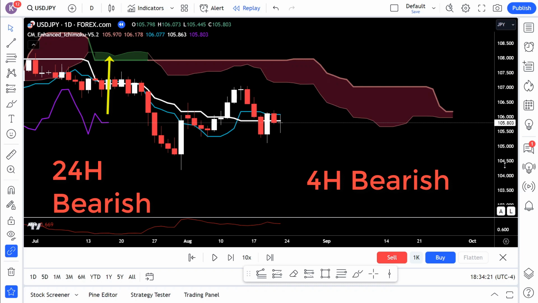Similar to the last example, this one agrees as well. The lagging is below the cloud, which is what we want to see for a short signal. So yes, this is a good trade.